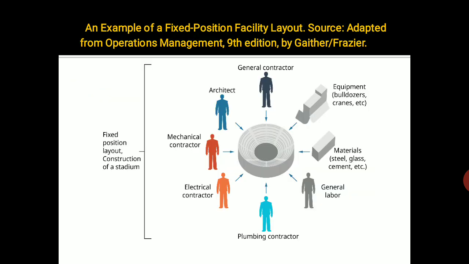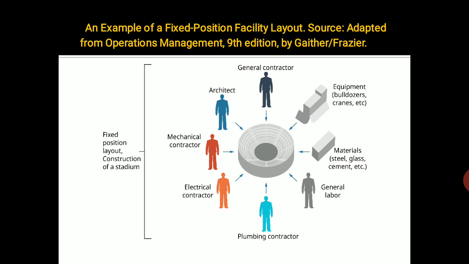Alright, here I have quoted an example of a fixed position facility layout, and the source is taken from Operations Management, 9th edition, by Gaither and Frazier. Here the fixed position layout has been explained with a diagram, and it's the construction of a stadium. If you check the picture here, you will realize that a stadium is being constructed in the middle of the picture, and whatever equipment or people or facilities are required are all revolving around this stadium.